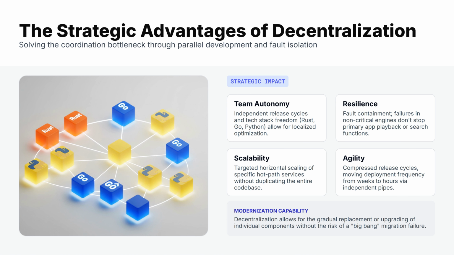For massive organizations, microservices solve the coordination bottleneck. When hundreds of developers work on a single monolith, the time spent resolving merge conflicts and coordinating releases can exceed the time spent writing code. Microservices allow teams to work in parallel, making independent technology choices. A team handling image processing might choose a memory-safe language like Rust, while the team handling the primary API uses Go, and the data science team uses Python.